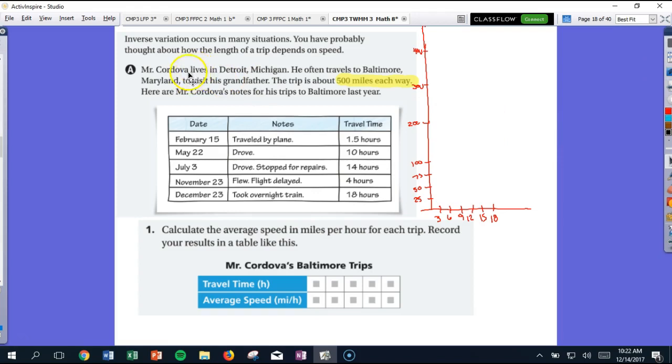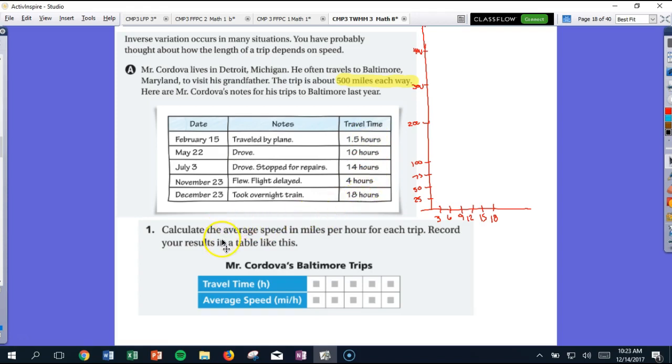Part A: inverse variation occurs in many situations. You have probably thought about how the length of a trip depends on speed. Mr. Cordova lives in Detroit, Michigan. He often travels to Baltimore, Maryland to visit his grandfather. The trip is about 500 miles each way. Here are Mr. Cordova's notes for his trips to Baltimore this past year. He has different dates, the way he traveled, what may have happened, and how much time it took him to travel.